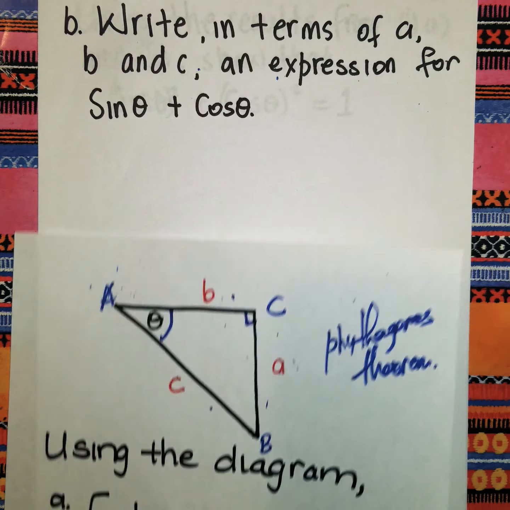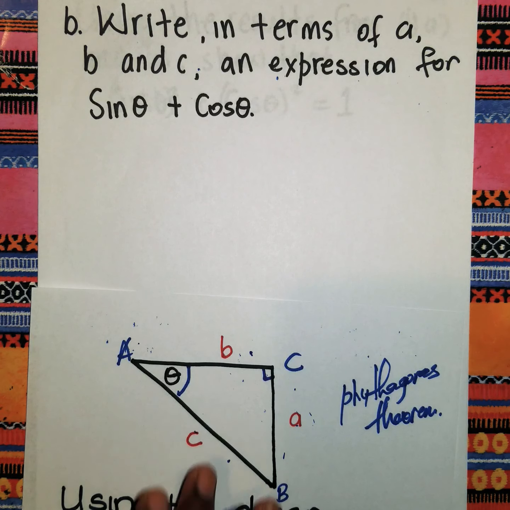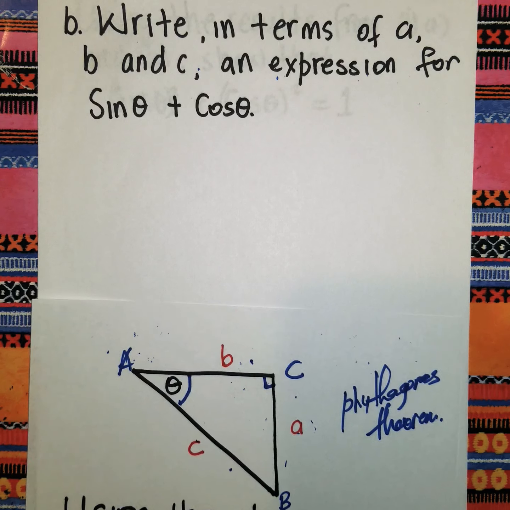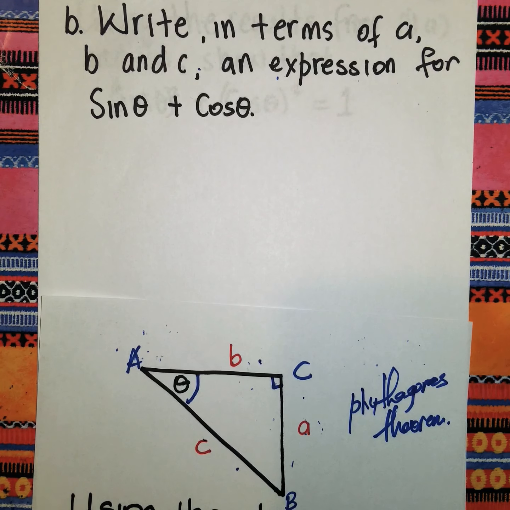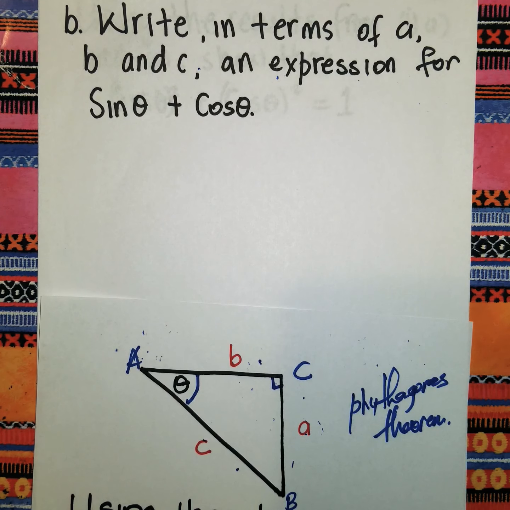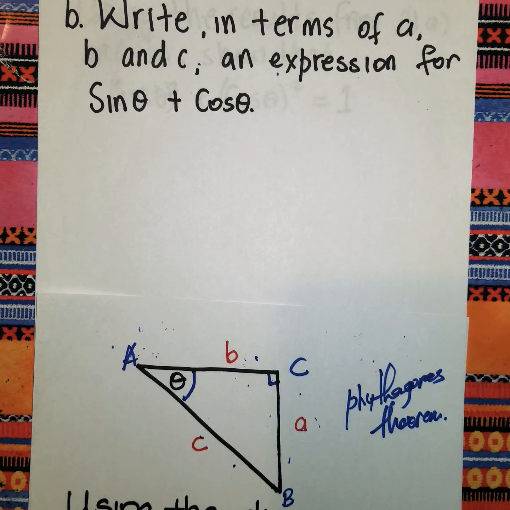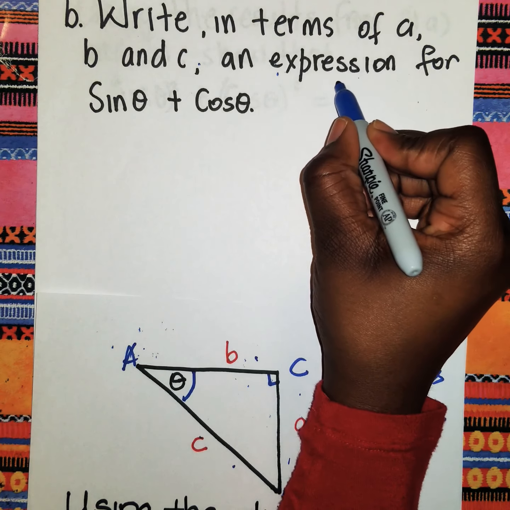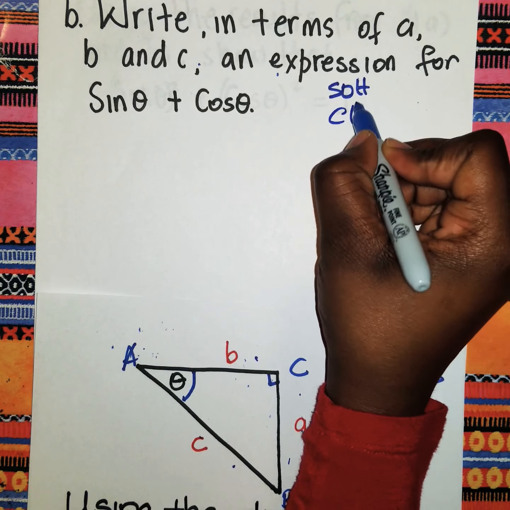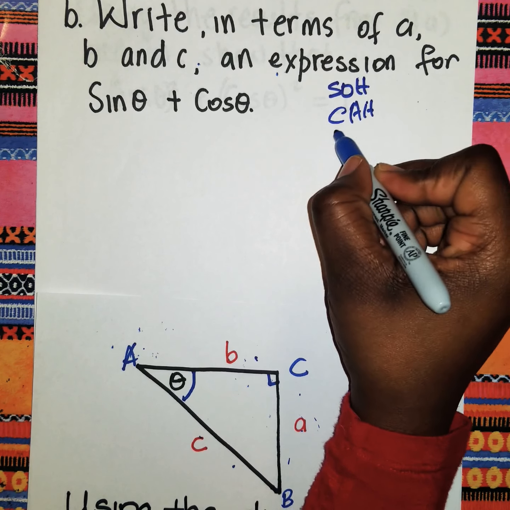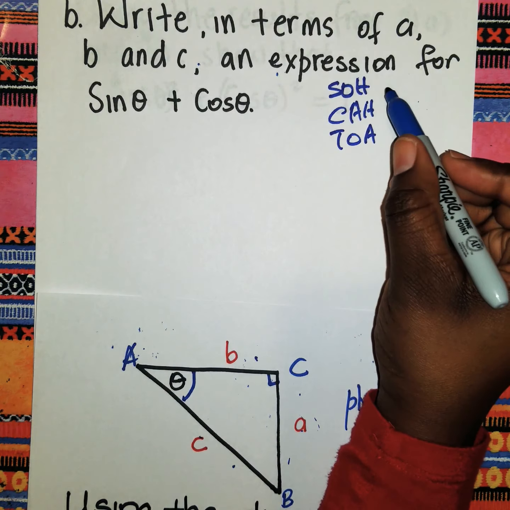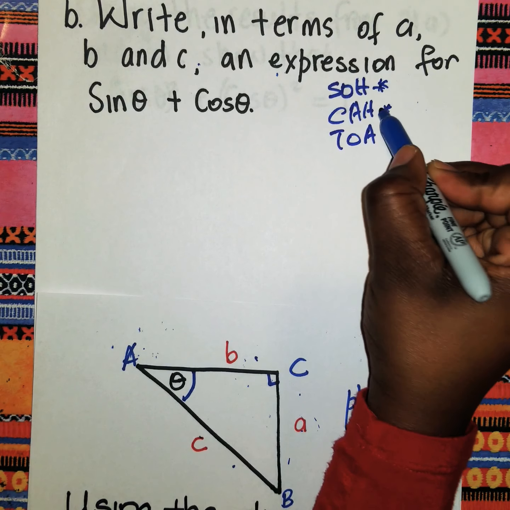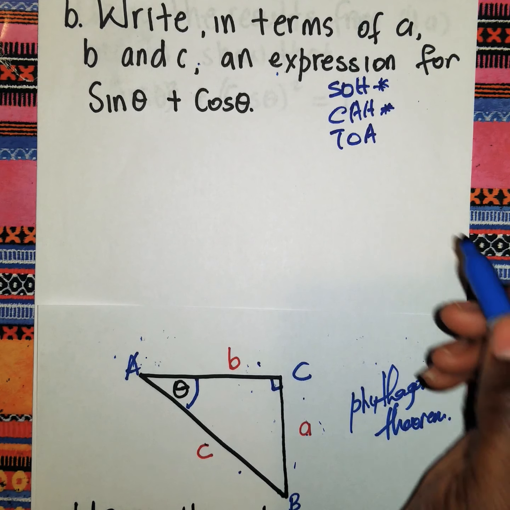The next part of the question says, I'm going to leave this down here because we're going to need it for that question. So it says, write in terms of A, B, and C an expression for sine theta plus cos theta. So for here, guys, we need to know the three trig ratios, SOHCAHTOA. So we only need the sine and the cos or the cosine here.